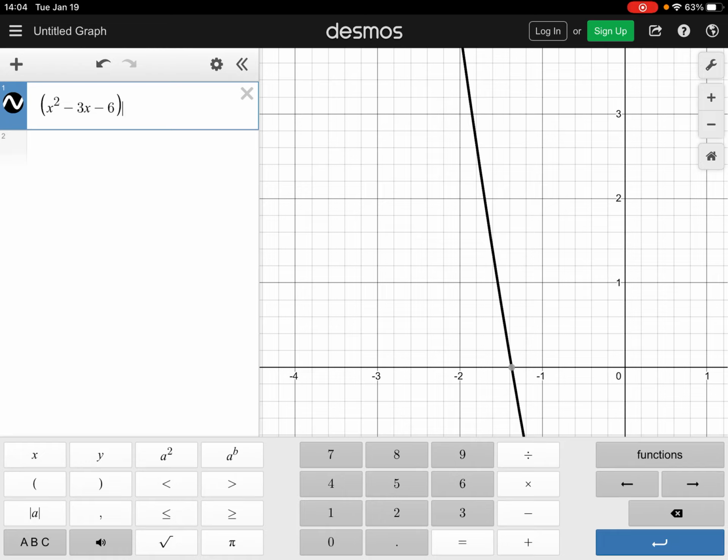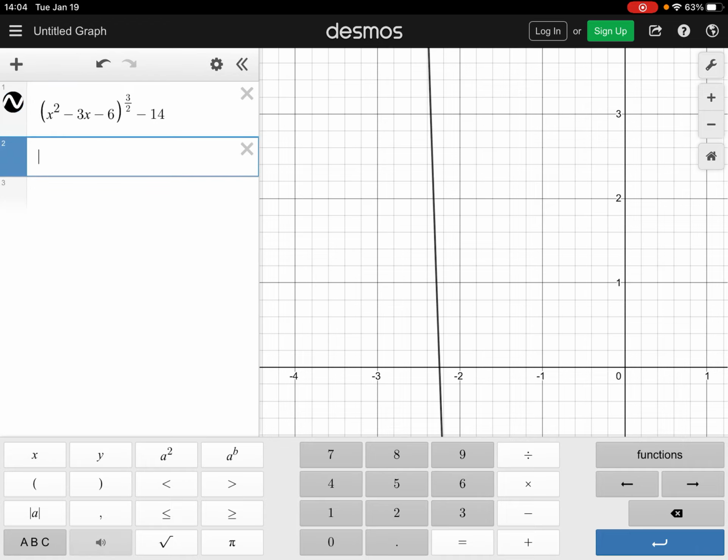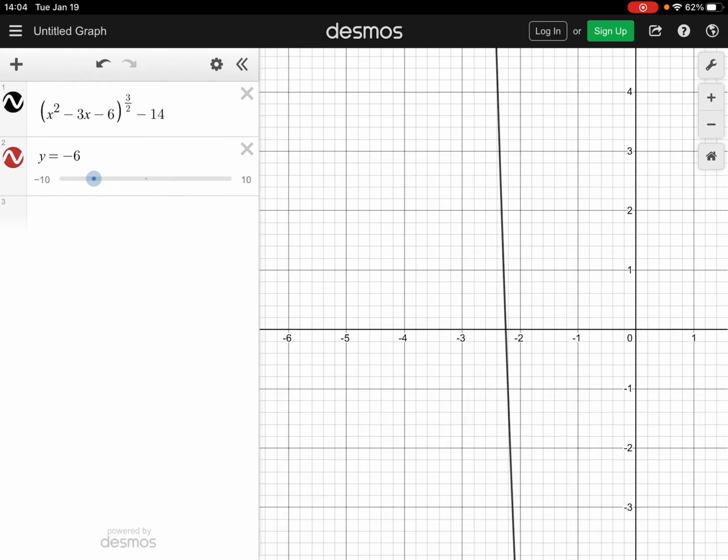And we're going to raise that, so I'm going to hit this little A to the B button there. Then I'm going to do 3 divided by 2, and then minus 14. The other side of the expression is just -6. Notice if I just type -6, nothing happens. So if it's just a number, I need to make sure to put y equals.